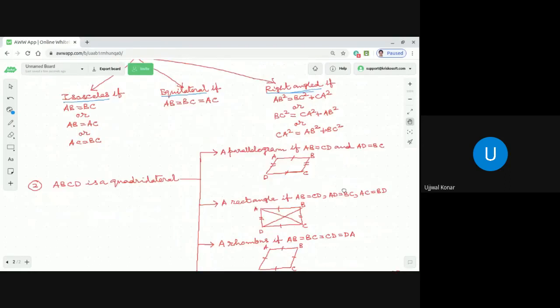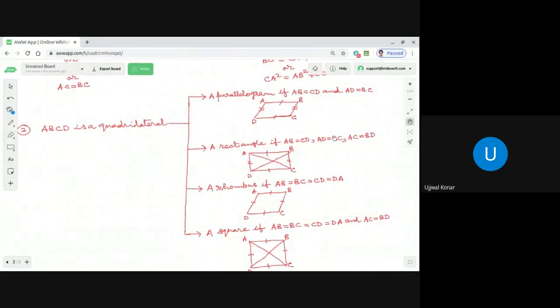In a quadrilateral, first and foremost, suppose ABCD is a quadrilateral. Okay. Now that quadrilateral will qualify to be a parallelogram if AB is equal to CD and AD is equal to BC. That means opposite sides are equal. And that quadrilateral will qualify to be a rectangle if not only the opposite sides are equal, the diagonals also have to be equal.